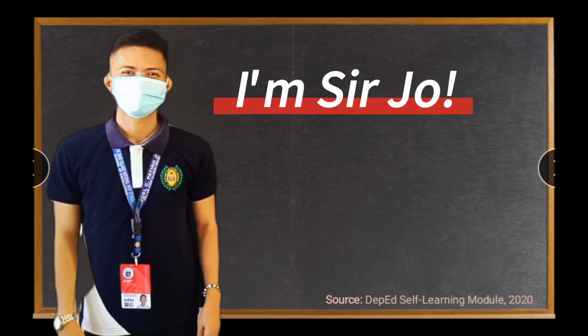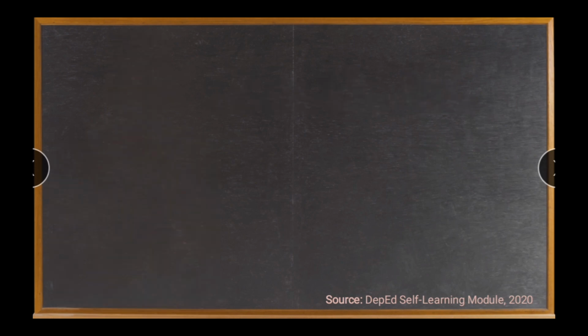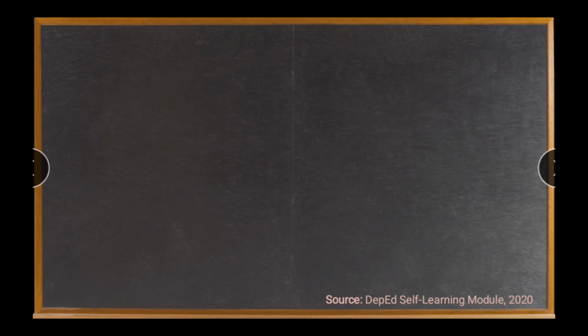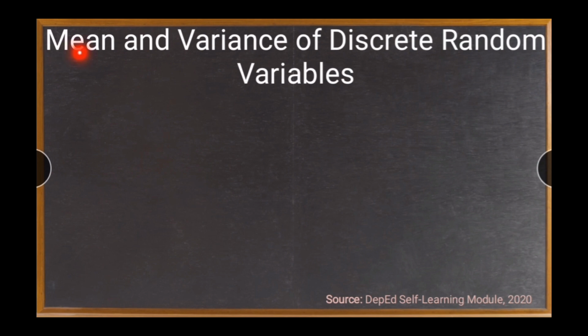I'm Sergio, and our subject for this session is statistics and probability. Our source is the DepEd Self-Learning Module. Let's have now the mean and variance of discrete random variables.